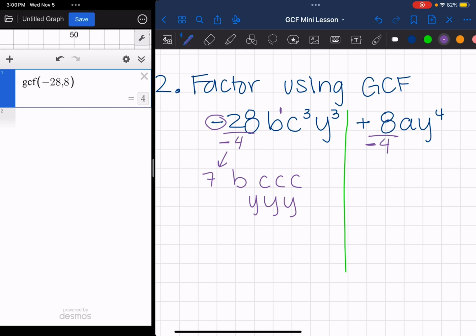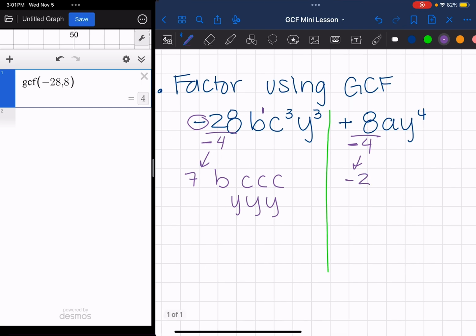Moving to the other side, we're going to start by dividing. We've got that 8 divided by -4 to get -2. And then again, no exponent means that there's actually 1 there, so we have an a. And then we have 4 y's because that y has an exponent of 4. Now, just like last time, we're going to start to circle the GCF, so things that are in common on both sides of the terms.